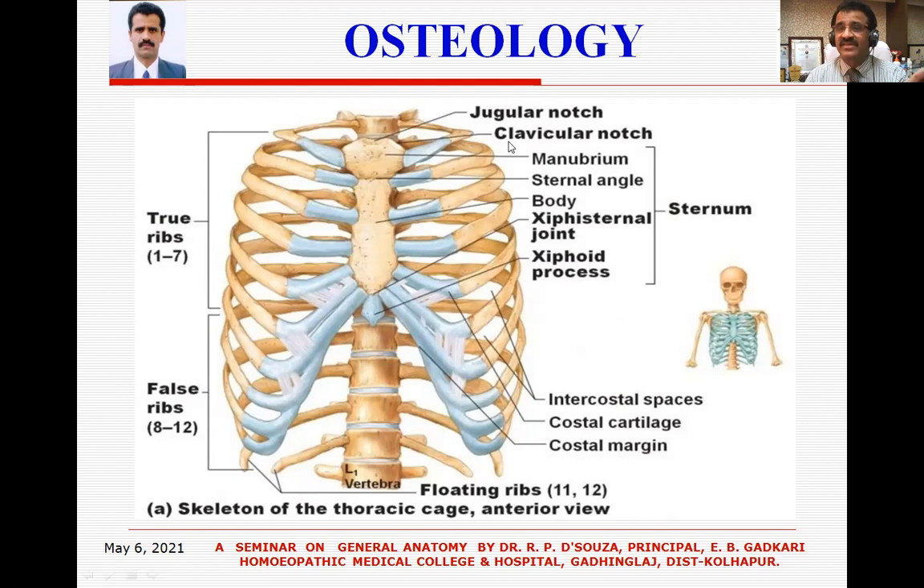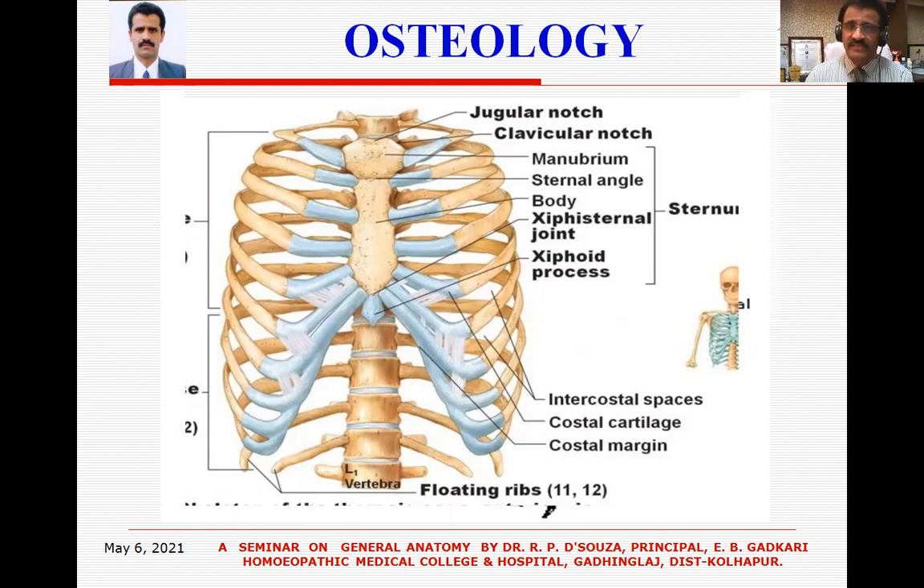These are parts of the sternum: manubrium, sternal angle, body of sternum, and xiphoid process, which is again cartilaginous, intercostal spaces, and so on. You study lots of things about these costal cartilages and ribs when you come to the osteology of the thorax.